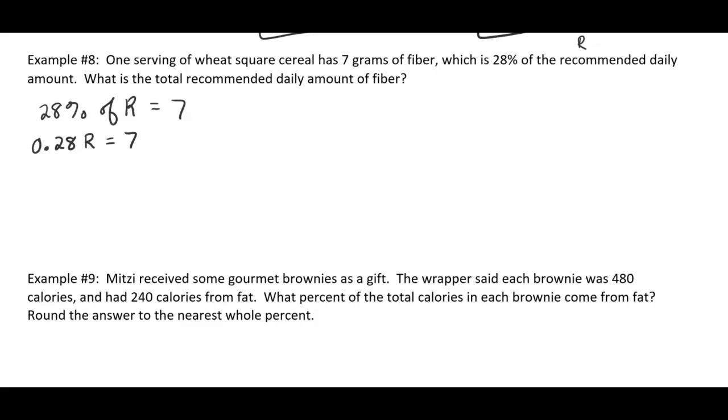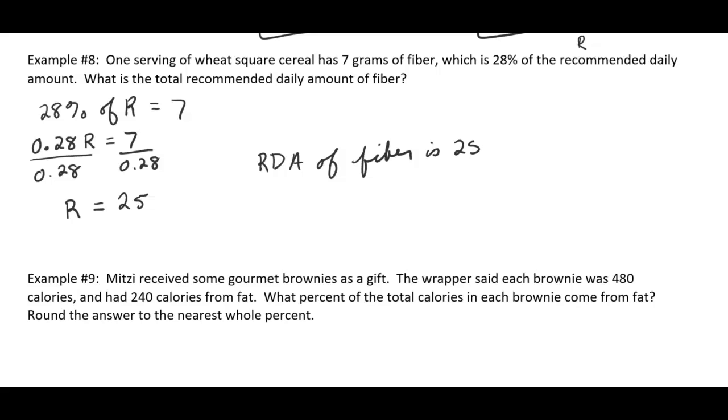Now that tells me what I'm going to have to do as far as the operation goes. I'm going to have to divide by 0.28. We'll find out how much fiber we're supposed to have every day. Okay, so R equals, and again, I'm just going to pull my calculator out so I don't waste time doing the long division in the video. I get 25. So the RDA, the recommended daily amount of fiber, is 25 grams.